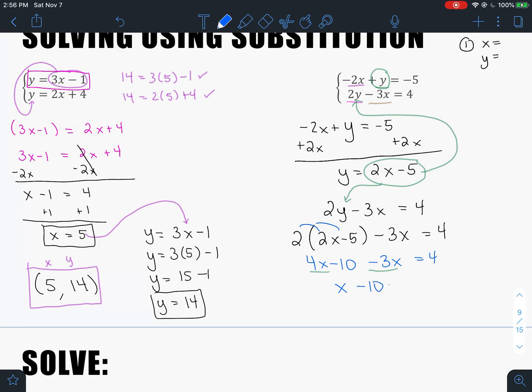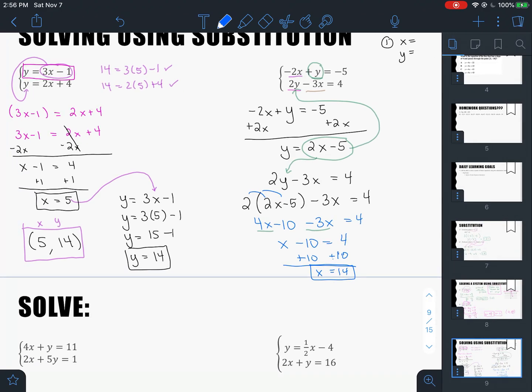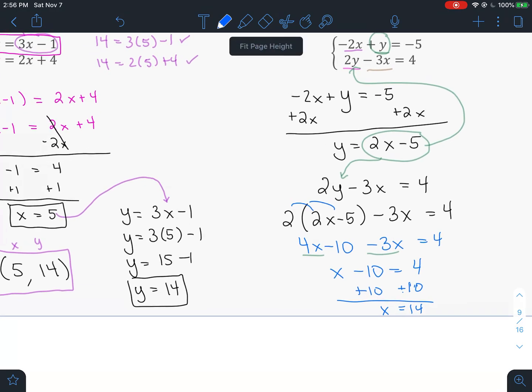I can combine like terms because the 4x and the minus 3x are on the same side, and that becomes 1x minus 10 equals 4. And then I'll add 10 to both sides, and I get that x is equal to 14. So again, if I were to graph those two lines, the x-coordinate where they would intersect would be 14. I'm not done though, because in order to figure out where they intersect, you need both an x-coordinate and a y-coordinate. So now I need to find the y-coordinate.